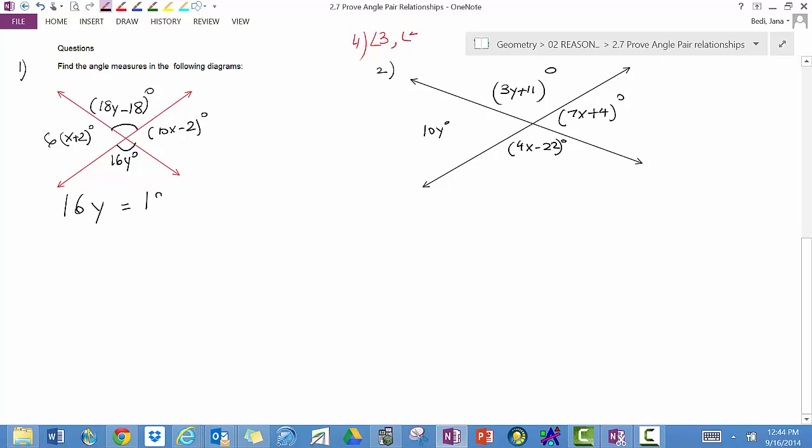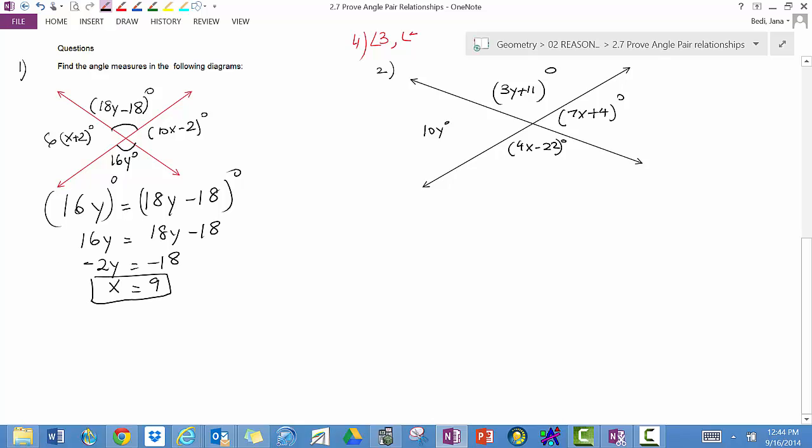16y equals 18y minus 18, degrees and degrees, and the degrees cancel out. So you get 16y equals 18y minus 18, and that gives us negative 2y equals negative 18. Therefore y is equal to 9. Oh, I didn't mean x is equal to 9, did I? I meant y is equal to 9. So let me just fix that.